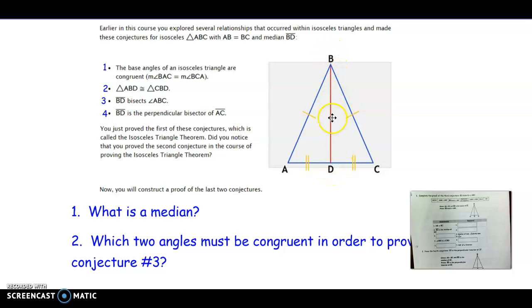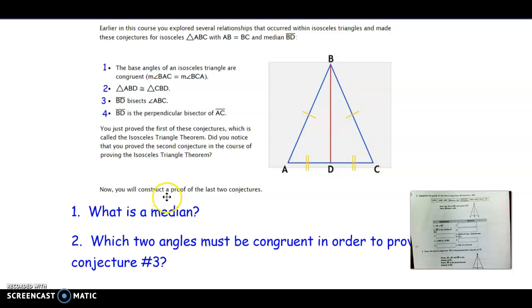So knowing this is a median also told me that it is an angle bisector, a perpendicular bisector, and of course it would be an altitude as well since these are right angles formed here. So if it's one of those segments, it's all 4 of them. So we have already proved the first 2 conjectures, and in this lesson we're going to prove the last 2 conjectures, that segment BD is bisecting angle ABC, and that segment BD is a perpendicular bisector of segment AC.